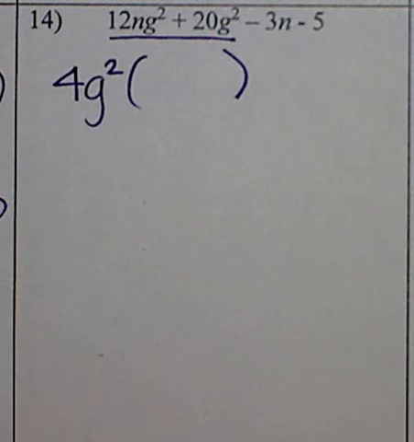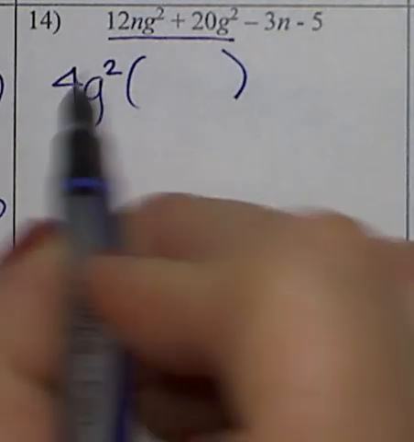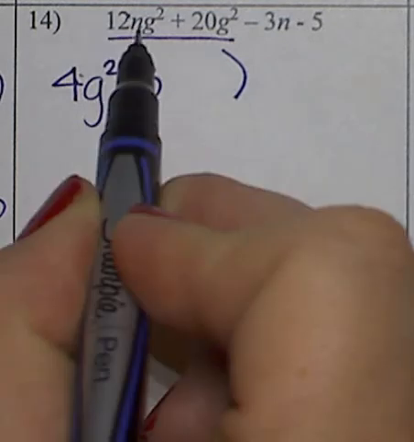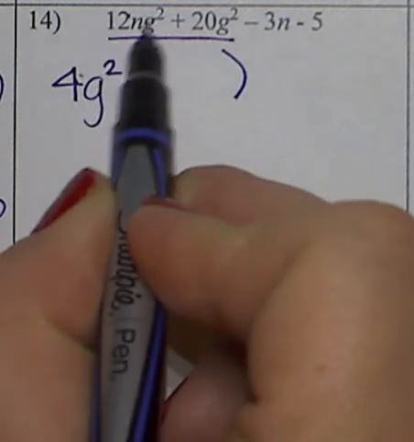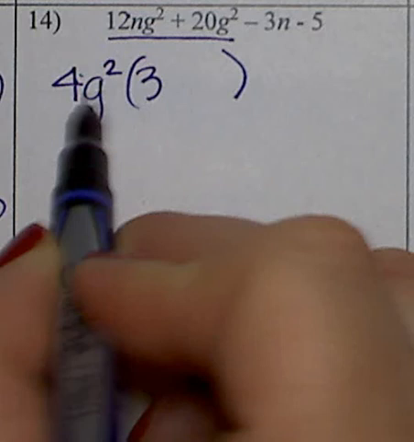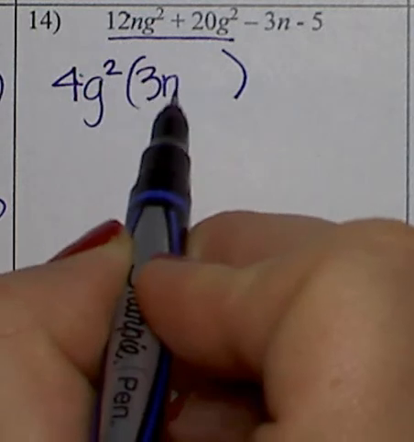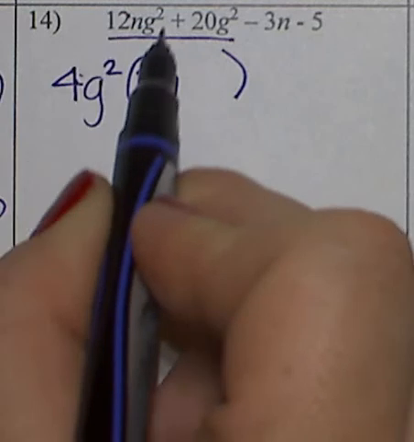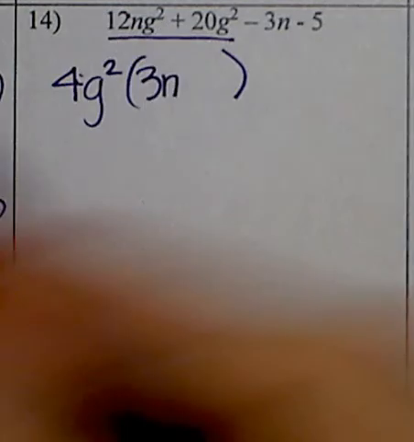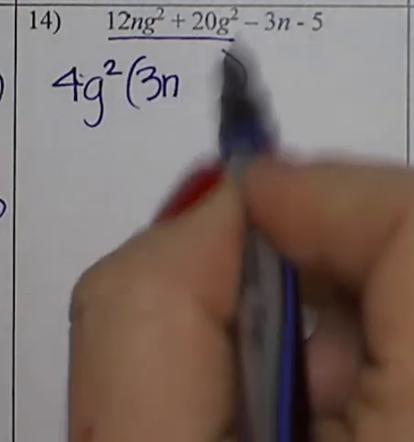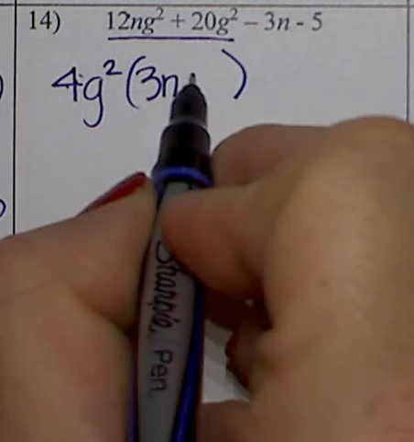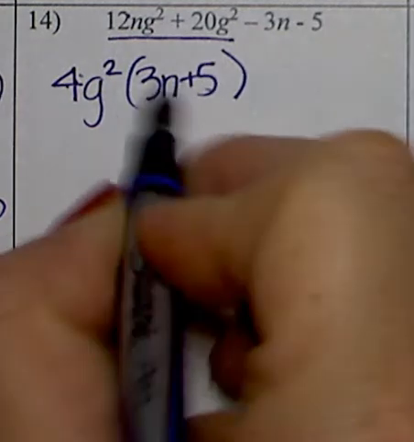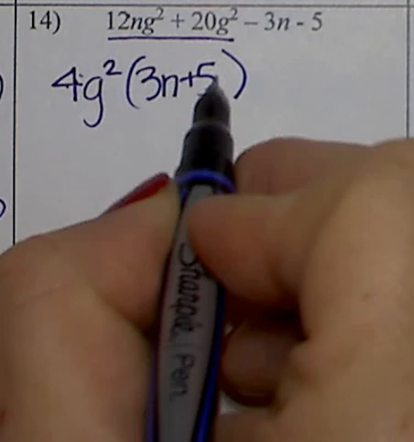Now I need to determine what goes inside the parentheses when I distribute. So 4 times 3 is 12. I need to end up with a 12ng squared. So here's 12. I need an n still, and I already have a g squared. If I distribute this, I end up with this term. Now I need to get positive 20g squared. So 4 times 5 is 20, and I need a g squared, and I already have it when I distribute.